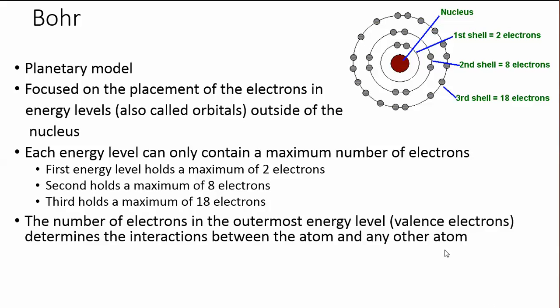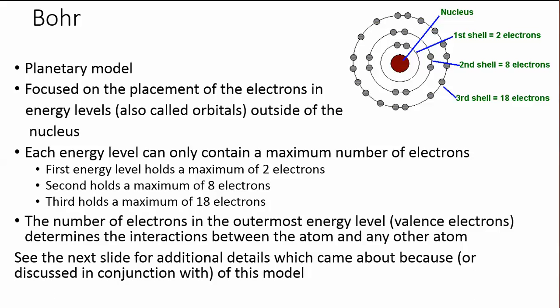The number of electrons in the outermost energy level determines the interaction between the atoms, and those in the outermost energy level are called valence electrons. So if we look at this model here, the electrons in that third energy level would be considered the valence electrons, although this is really a bad way of looking at it. We're going to talk a little more about some additional facts on the Bohr model that we've discussed.